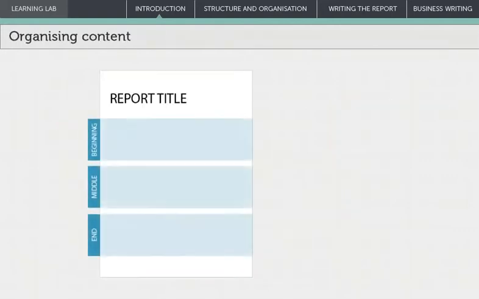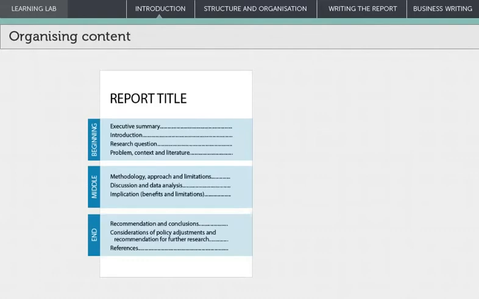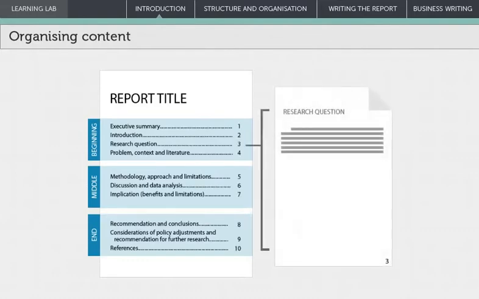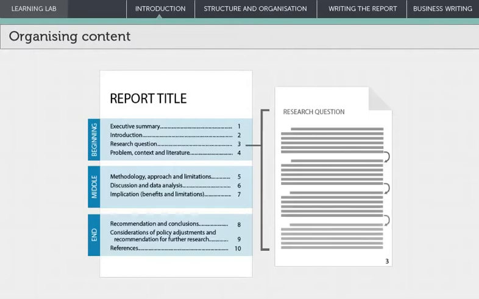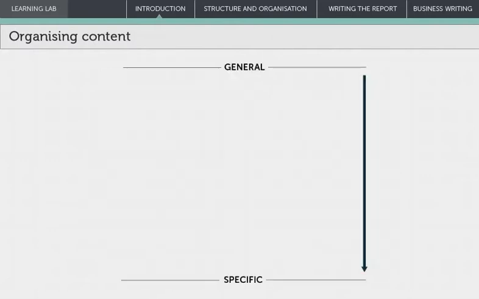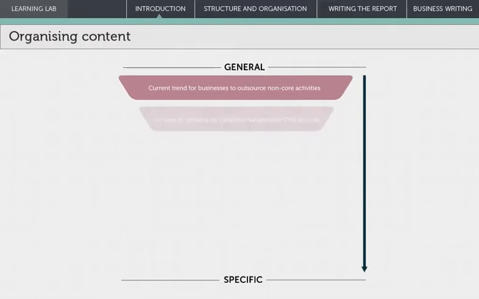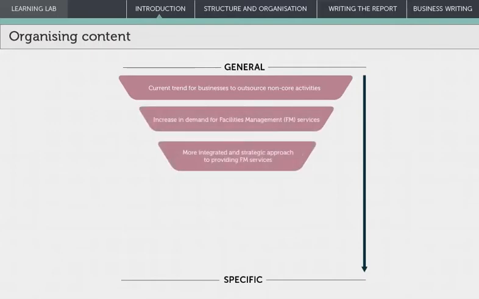Reports are structured using sections that are clearly organised and use a numbering system. Paragraphs within the sections should be well structured, and ideas should be linked between paragraphs. General to specific is a useful strategy for organising content in business writing. This is particularly helpful for giving background or an overview.